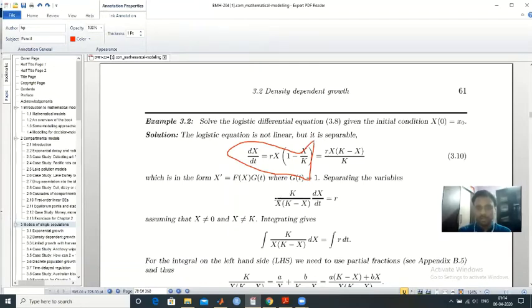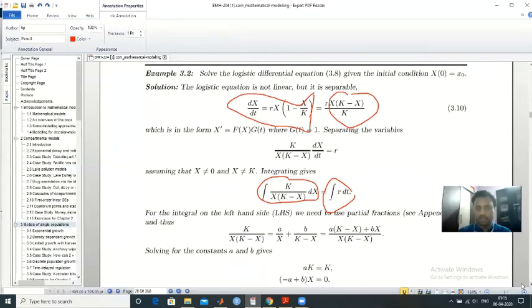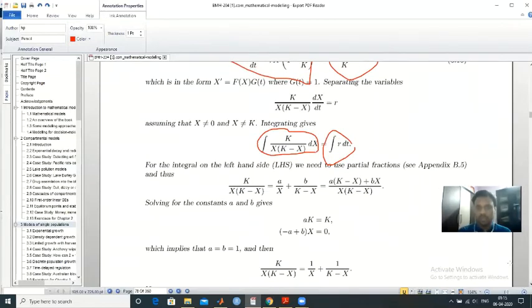So it is a separable equation, so we can write it like this. This whole factor is taken to the left hand side, so it will become k by x, k minus x, dx over dt is equal to r. So r dt will be the right hand side. We can integrate this if we write it as a partial fraction. It is a 12th standard problem. You can write k by x, k minus x in this form using partial fractions, right?